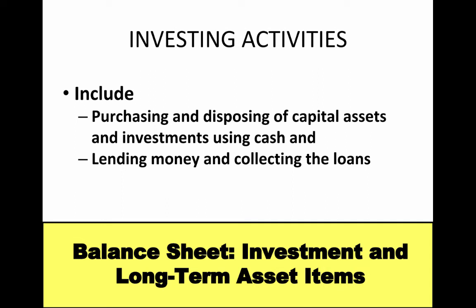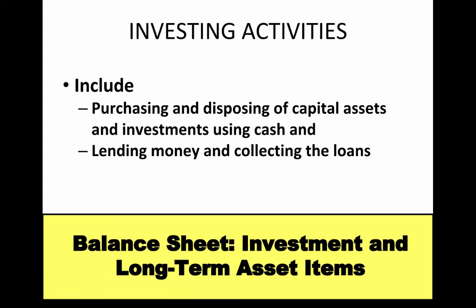The next section is investing activities. These investments are things like purchasing or disposing of. We know about that. We've already learned about that in Chapter 10. So buying or getting rid of capital assets like trucks, buildings, equipment, and they also include investments using cash. So investments would be when a company purchases perhaps stocks or shares in another business, or if our company lends money and collects on these loans.